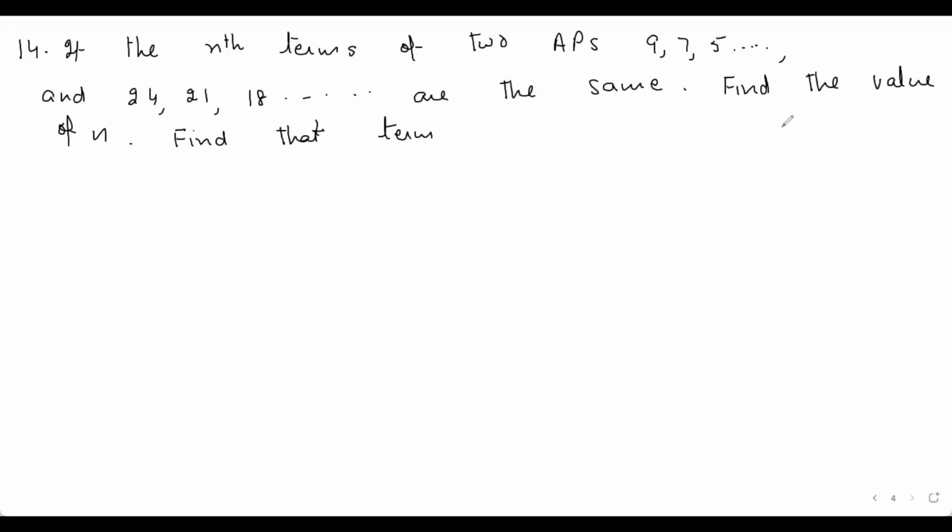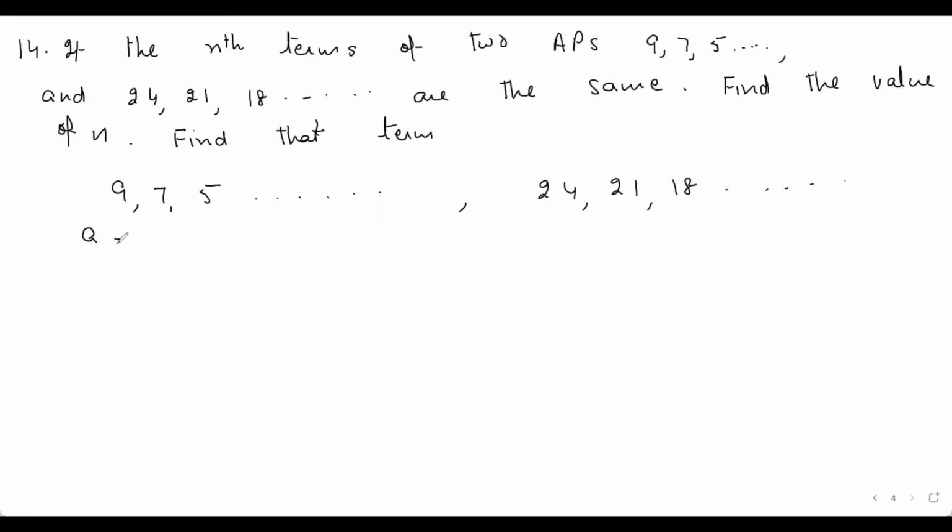Now the 14th question is, if the nth terms of two APs 9, 7, 5 onward and 24, 21, 18 onward are the same, find the value of n, find that term. Two APs are given. One is 9, 7, 5 onward. The second AP is 24, 21 and 18 onward.